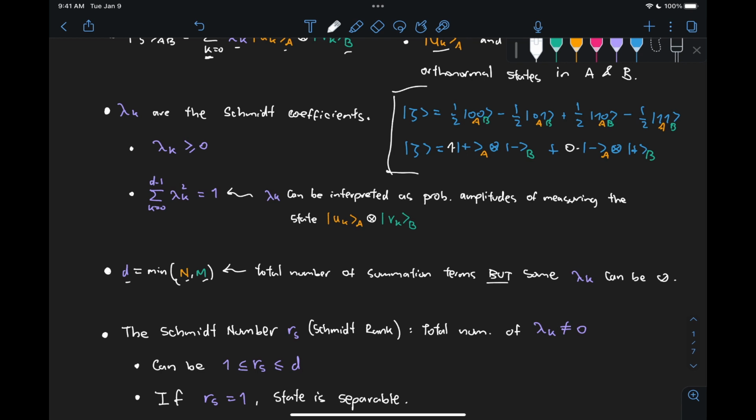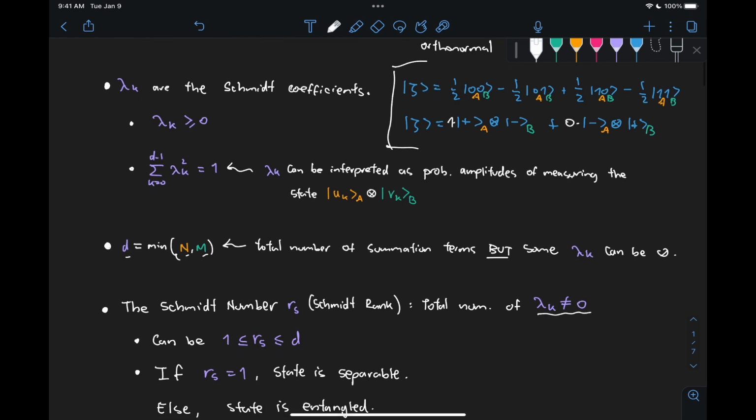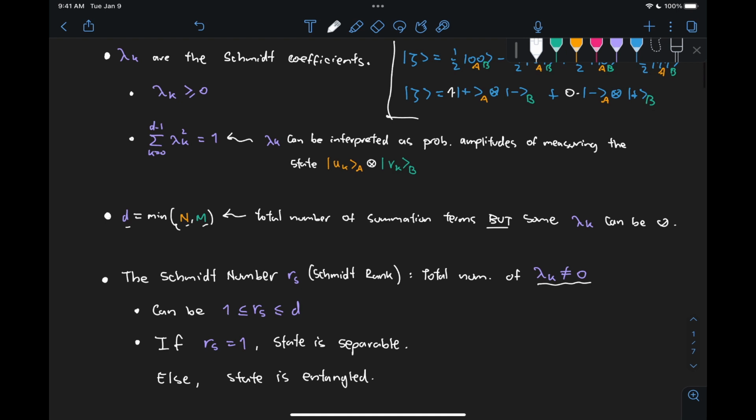And the Schmidt rank is the total number of lambda sub k's in our Schmidt decomposition different than 0. And we also said that this Schmidt number or Schmidt rank is bounded by d, which is the total number of terms given by the minimum of the sizes of the spaces of A and B. And we also said that it can be as small as 1. And when this Rs is equal to 1, that means our state is separable because we only have one tensor product between two states of the two spaces of interest.